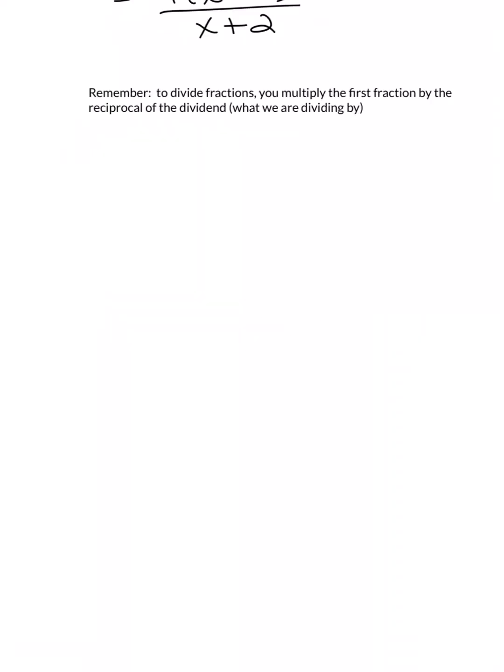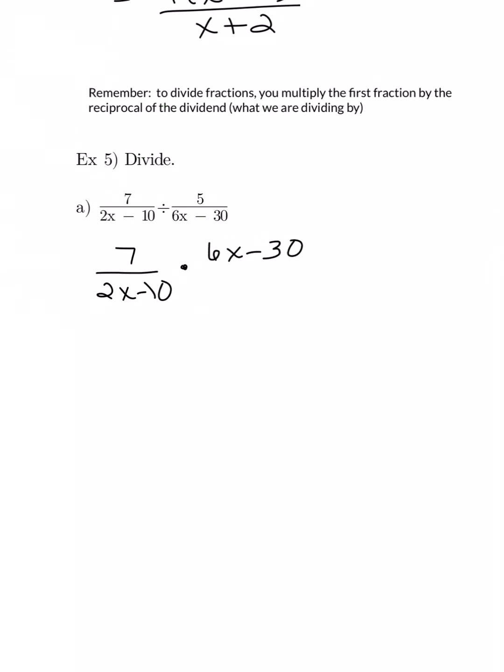Remember, the rule for dividing fractions is that you multiply the first fraction by the reciprocal of the divisor, which is what we are dividing by. For our first example, we have 7 over 2x minus 10 divided by 5 over 6x minus 30. So our divisor is the second fraction. The first fraction we leave as is, 7 over 2x minus 10. We now change to multiplication and then flip over the second fraction. So it becomes 6x minus 30 over 5.